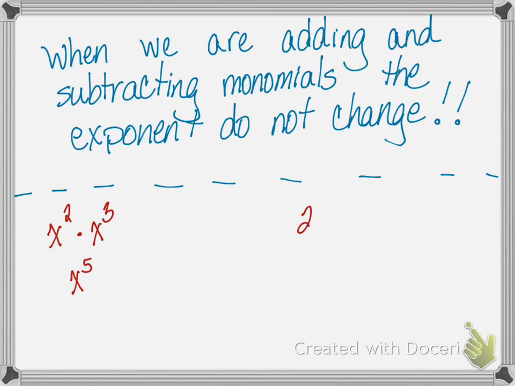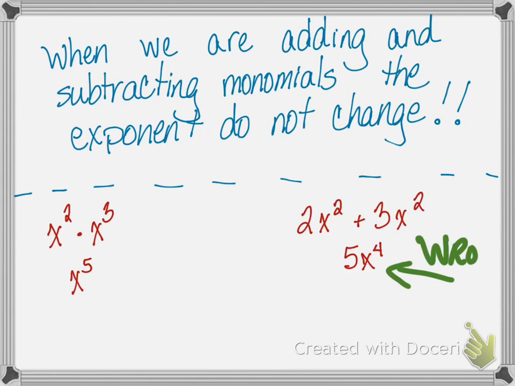What happens then is they remember this, and then when I've got 2x squared plus 3x squared, students will write it as 5x to the fourth. And this is wrong. That is wrong. The answer to this is 5x squared. So when you are adding and subtracting monomials, your exponent stays the same. It does not change. Okay?